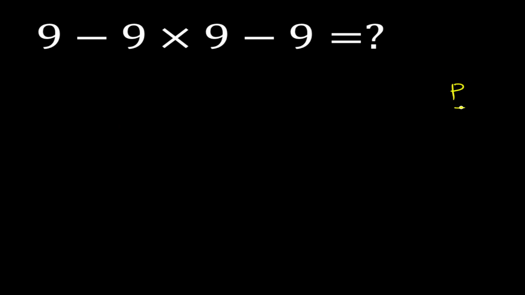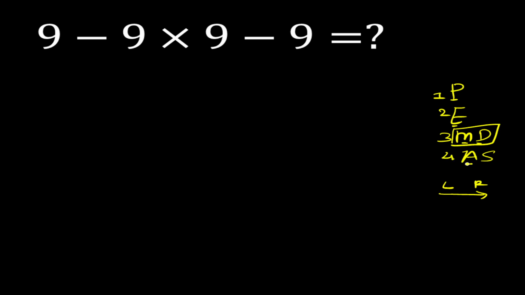PEMDAS. According to PEMDAS, first priority is parentheses, second priority is exponents, third priority is multiplication and division. Here multiplication and division both have equal priority, so we have to solve it from left to right.